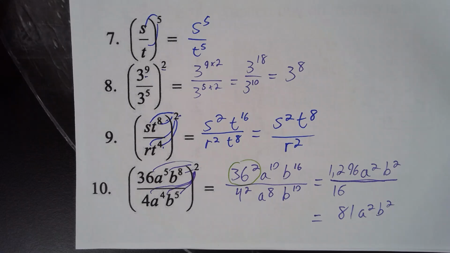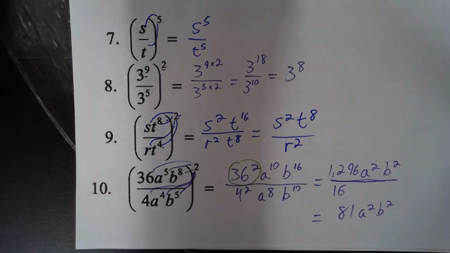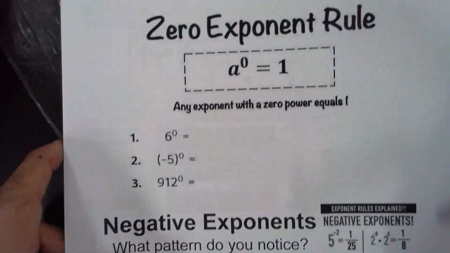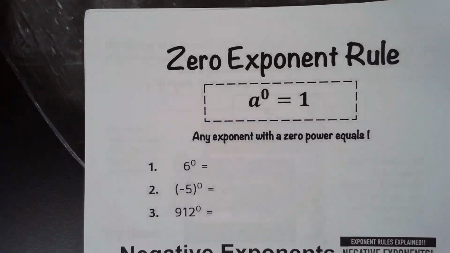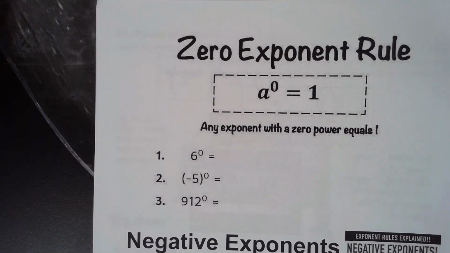Okay, so we have 2 rules, and these last 2 are going to be really short. Do you have any questions about this one? Okay, the next one is going to be the easiest rule, and actually we've already covered it. This is the last page here. Zero exponent rule. Anything to the 0 power is 1. That's so weird, isn't it?